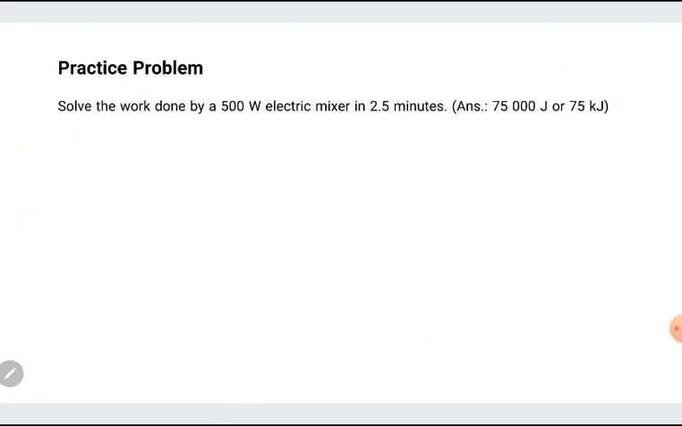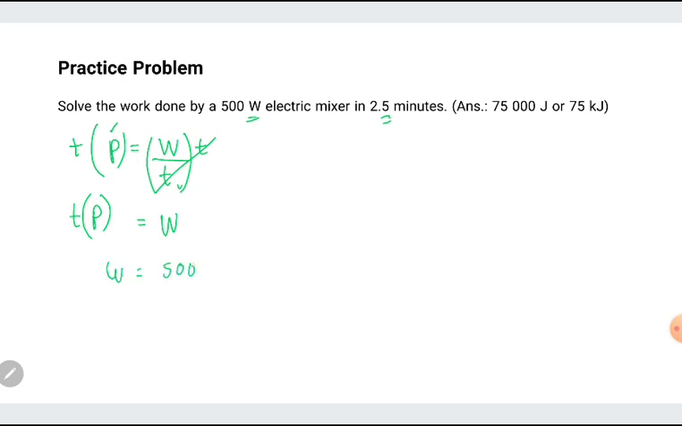Okay, here's another. Solve the work done by a 500 watt electric mixer in 2.5 minutes. Power is work divided by time. This time you're interested in work. You're given the power, 500 watts, and the time in minutes, which later on you have to convert to seconds. So multiply both sides by time. Now, work is power times time.